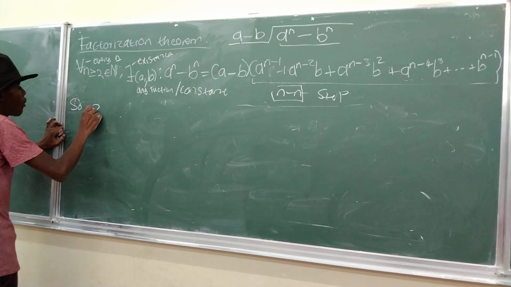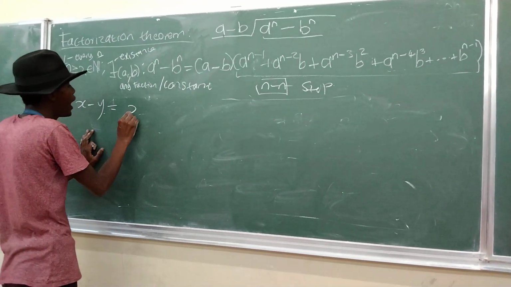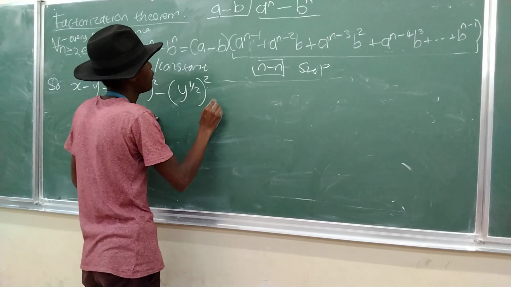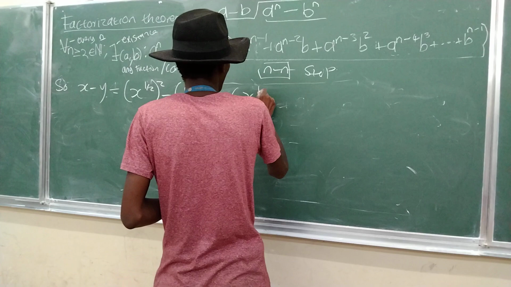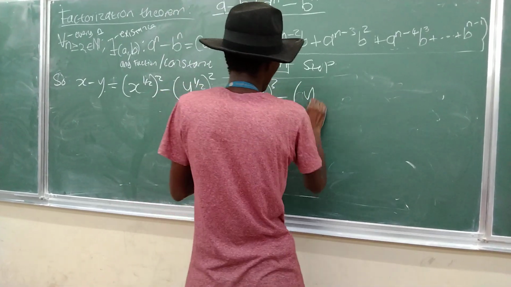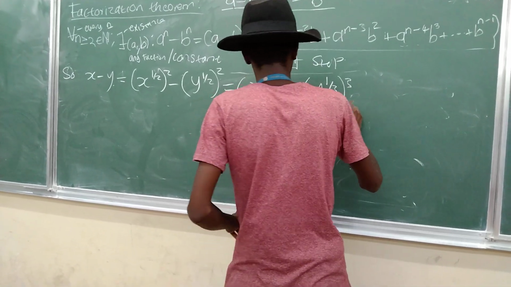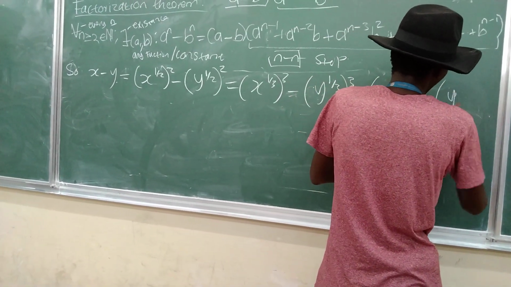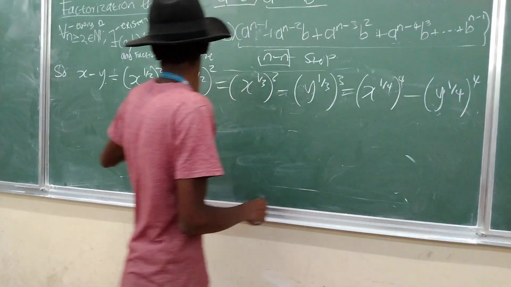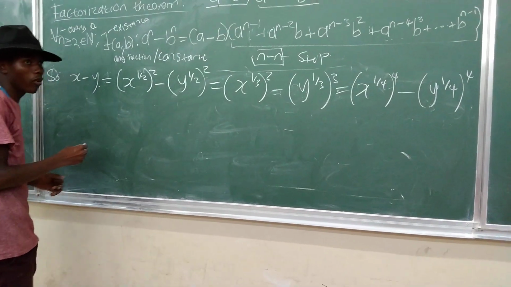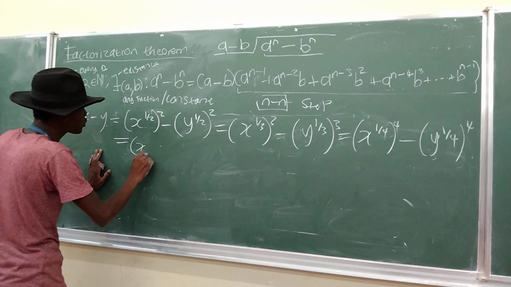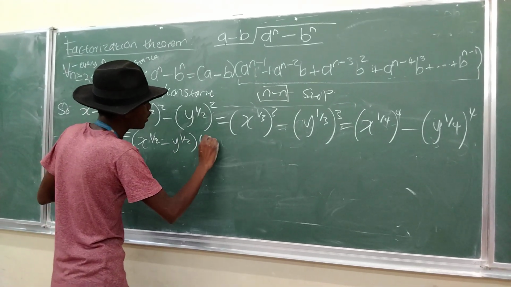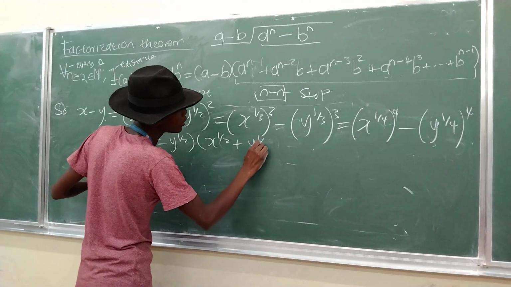So we conclude that x minus y can be written as x to the power half, which is the same as the square root, minus y to the power half, which is the same as x to the power 1 over 3 minus y to the power 1 over 3, which is the same as x to the power 1 over 4 minus y to the power 1 over 4. So you can see x minus y can be expressed in the full form. So we can have x to the power half minus y to the power half, times x to the power half plus y to the power half.